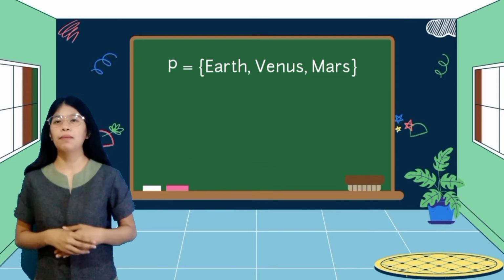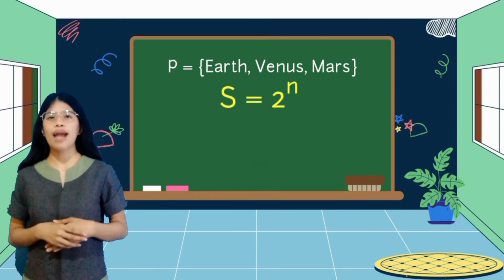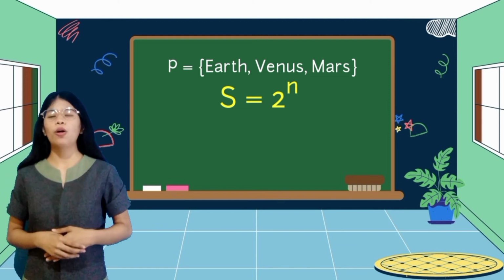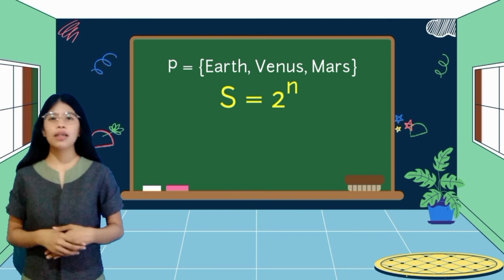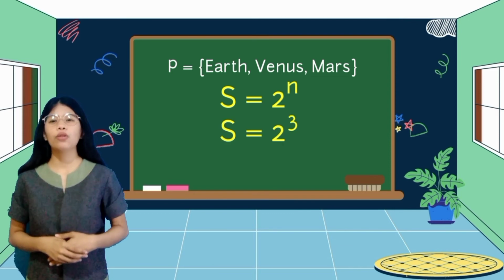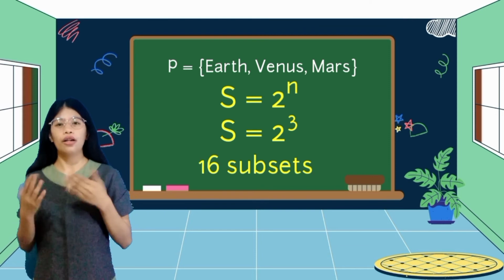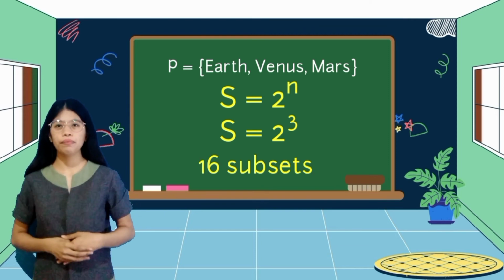In finding the number of subsets, we may use the formula S equals 2 raised to n, where n is the number of elements. So, for the given set P, S is equal to 2 raised to 3 since it has 3 elements, which are Earth, Venus, and Mars.